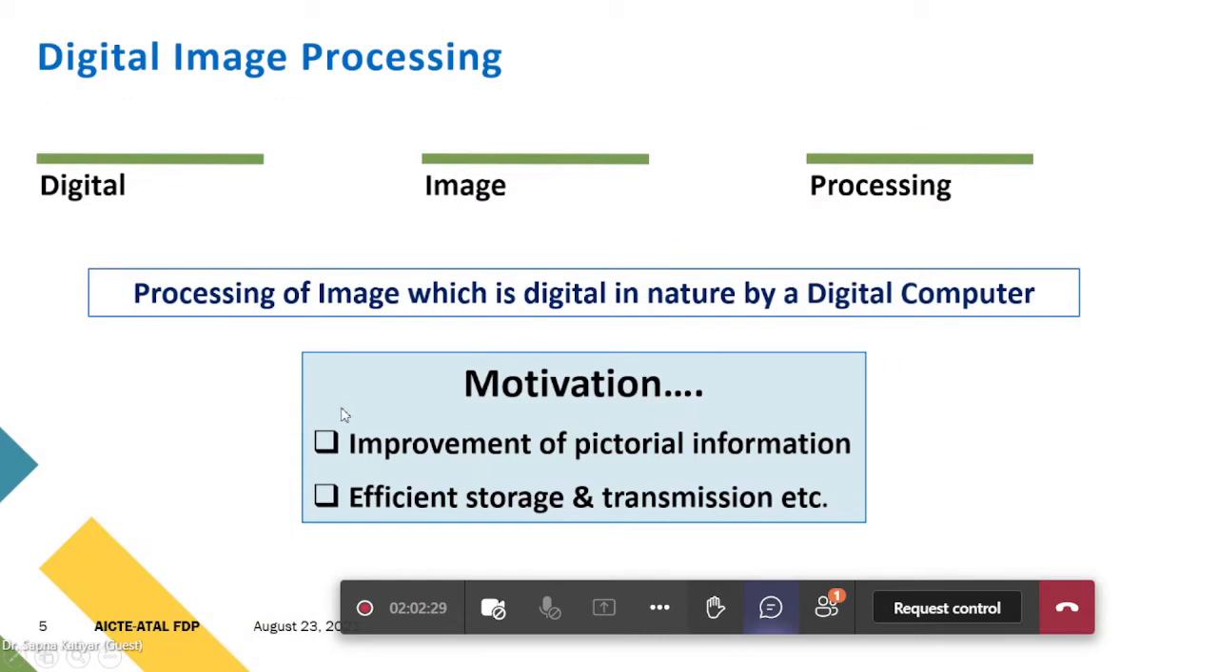Along with that, the major advantage is efficient storage and transmission. We frequently share images via WhatsApp and other mediums, right? Because of that, bandwidth requirement, ease of transmission, less information loss and efficient storage matter, and with the help of image processing, compression is also possible. That is the motivation behind image processing.